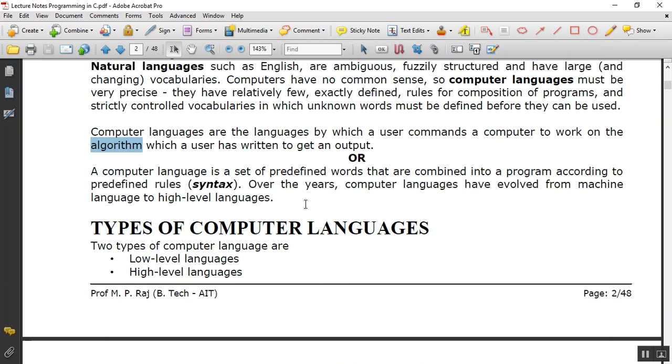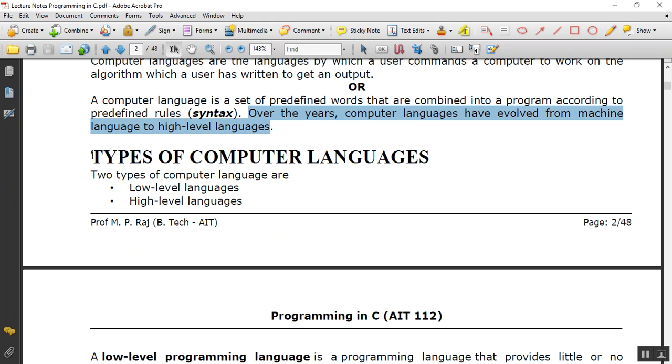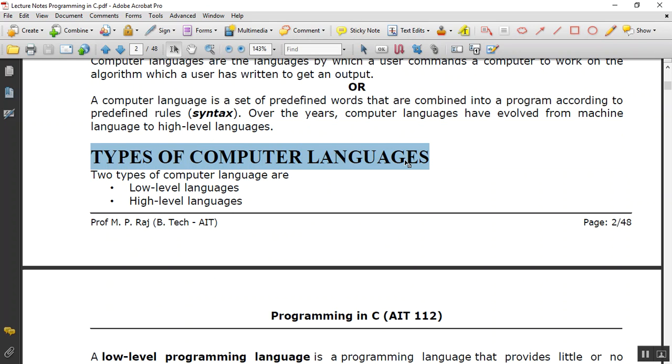Now we move on to our next point, that is machine level language and high level language. So it is nothing but types of computer languages.